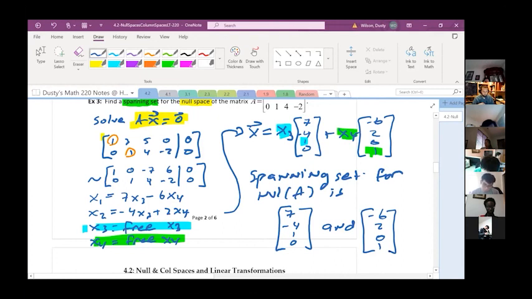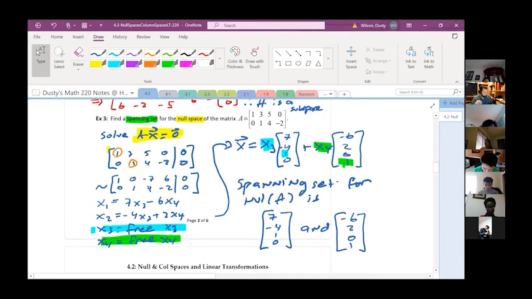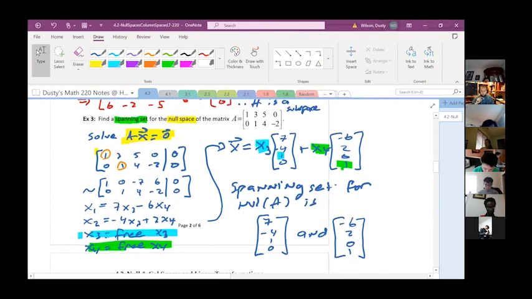So what's important here is that we will never have a linearly independent spanning set that has less than two vectors for this particular space. Any questions about this example?